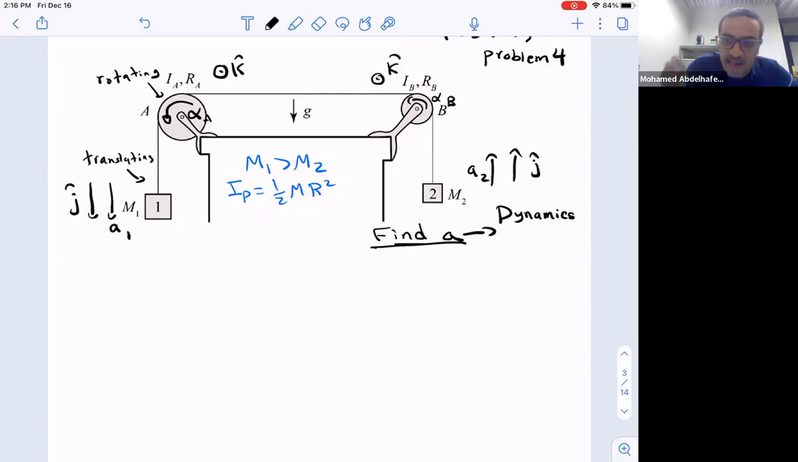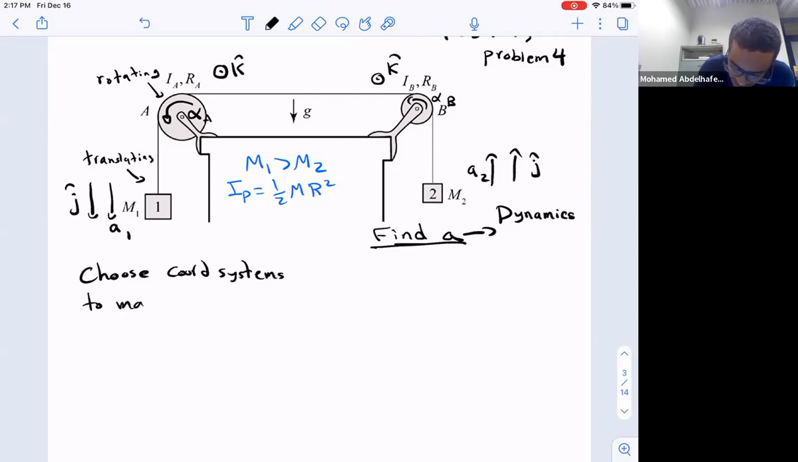Now both these alphas are positive and both of these A's are positive as well. They don't need to be the same, but it just happens that both of them are spinning in the same exact manner. So it makes sense to just use the same k hat for both, but it doesn't have to be the same. So my advice is just choose coordinate systems to make the accelerations positive, both A's and alpha.